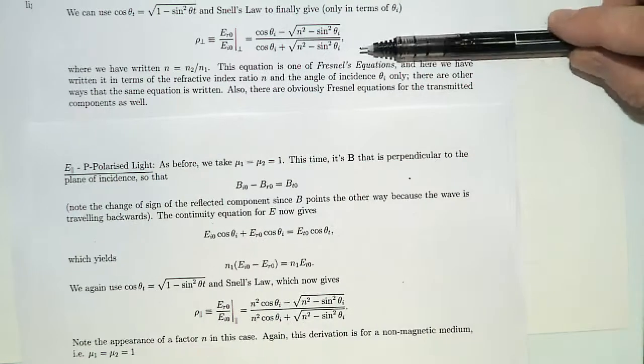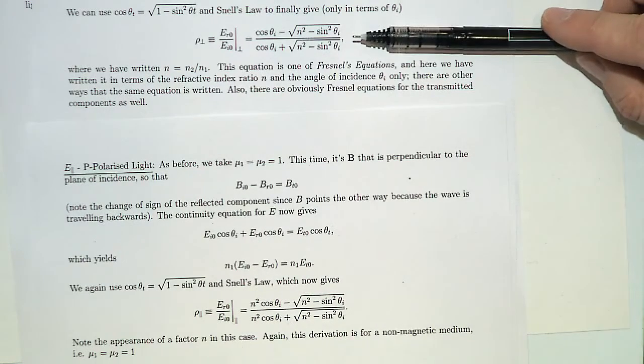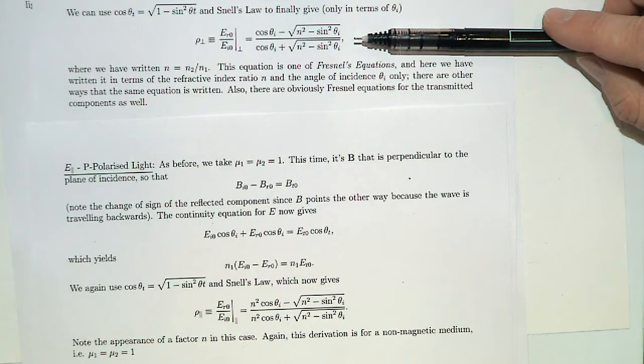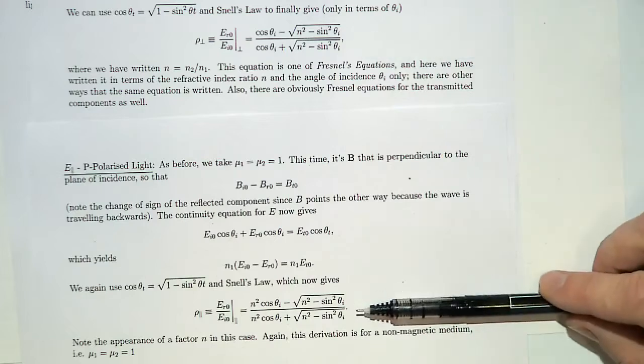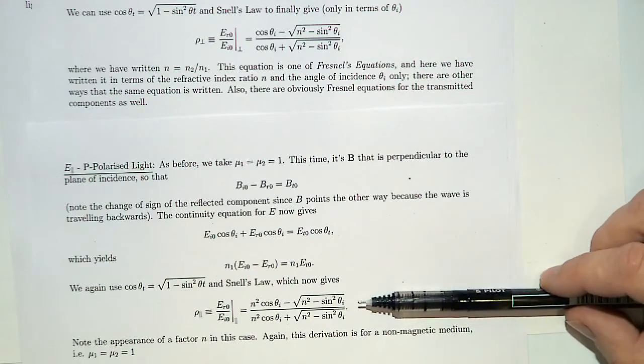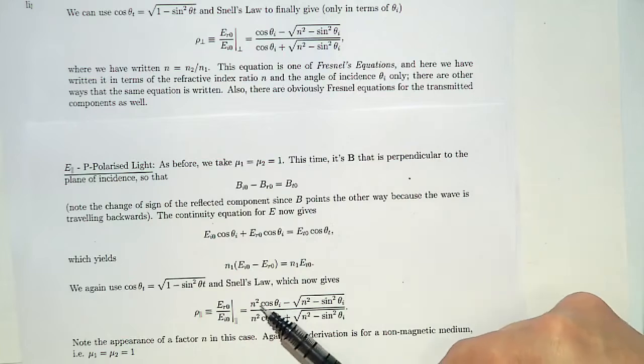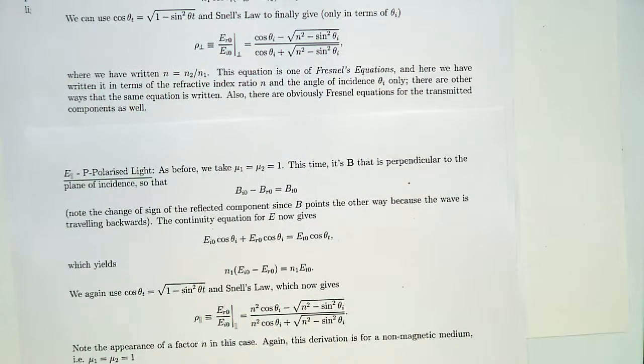So this is the ratio of the reflected to incident electric field in the S-polarized situation. And here this is the ratio of the reflected to incident electric fields for the P-polarized situation. They don't look much different apart from an extra n squared which has appeared in front of the first terms. Remember, the n here is the ratio of the two refractive indices, but often, of course, one of them is air, so it's equal to 1. So that is a sketch of how we arrive at the Fresnel equations, expressed here in terms of refractive indices, by applying boundary conditions.